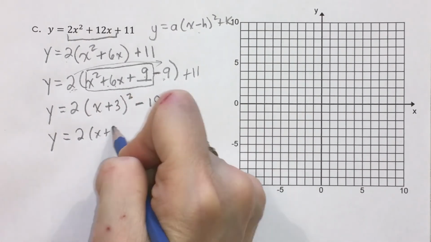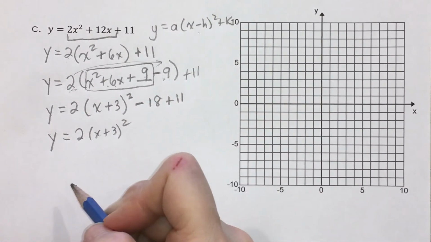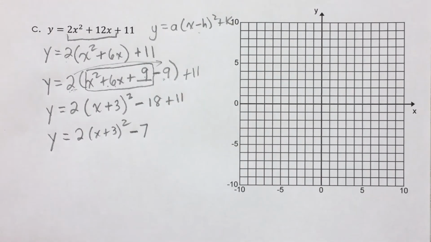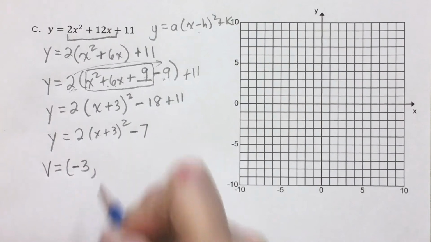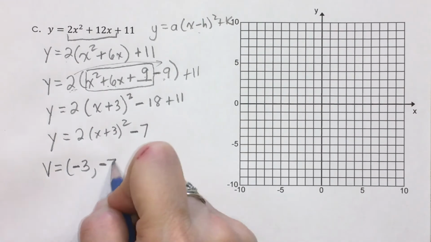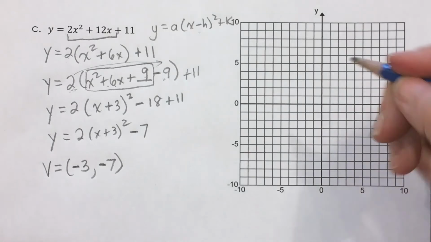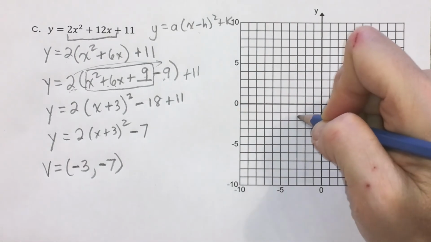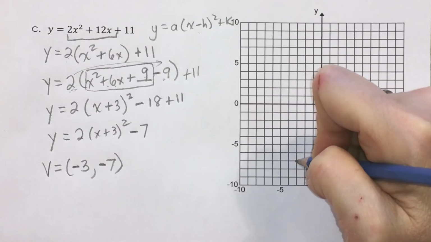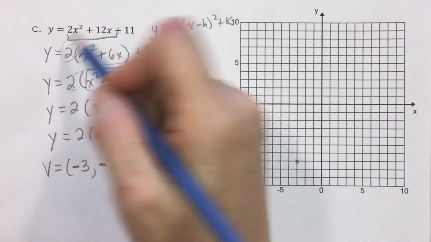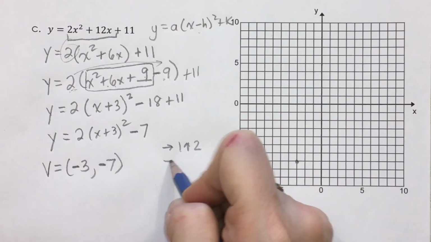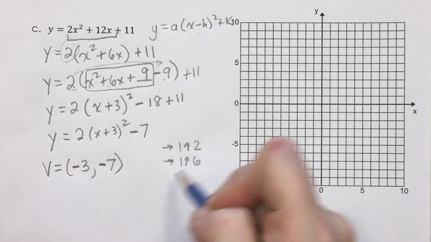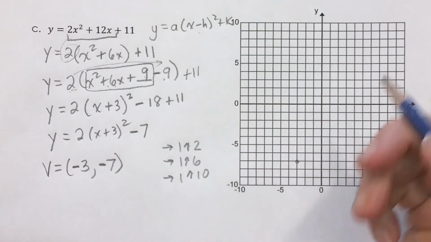So now we just have to combine the minus 18 plus 11. That's going to give me minus 7. So now I've changed it to vertex form, and we know the vertex would be negative 3, opposite sign for the x part, same sign for the y part, negative 3, negative 7. So we can plot that on our graph. And our step number is positive 2. So that's going to be over 1 up 1 times 2, which is 2, over 1 up 3 times 2, which is 6, over 1 up 5 times 2, which is 10.